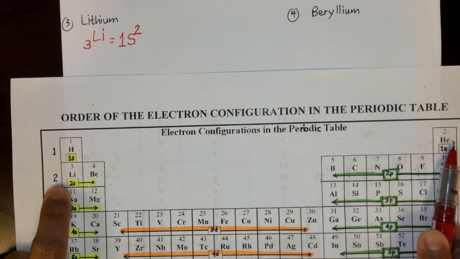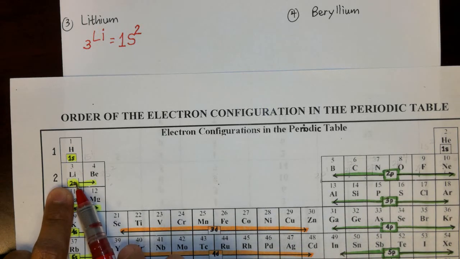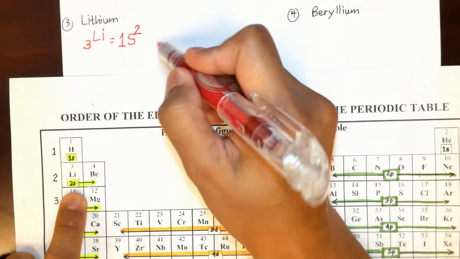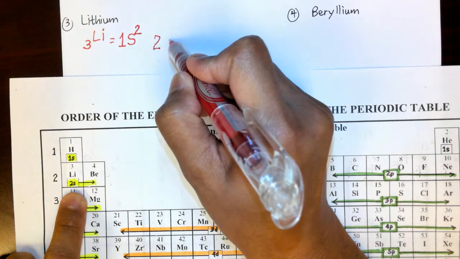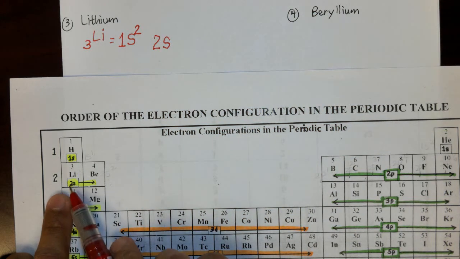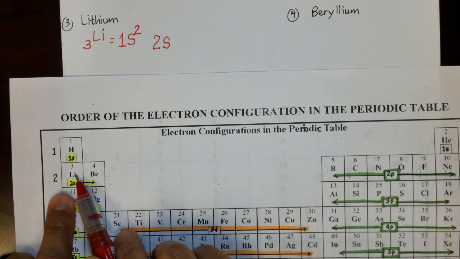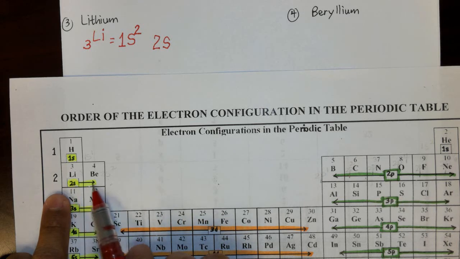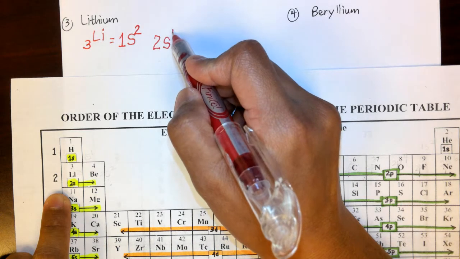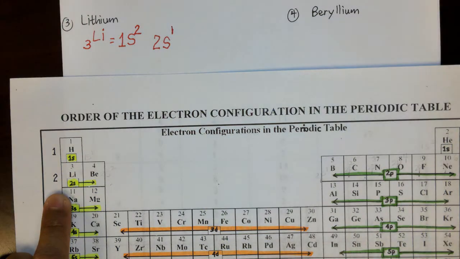After 1s2, I am done with my first floor. Then I proceed to my second floor, and that's where my lithium is. And the label is a 2s. So I put 2s here. And what should be my exponent? It's the first element in the 2s. This is the only 2s here. I only have lithium as my first. So because it's the first element in the 2s, that will be a 2s1 there.